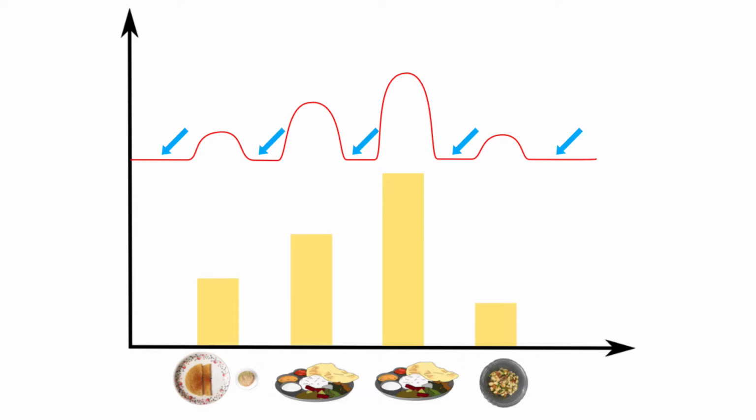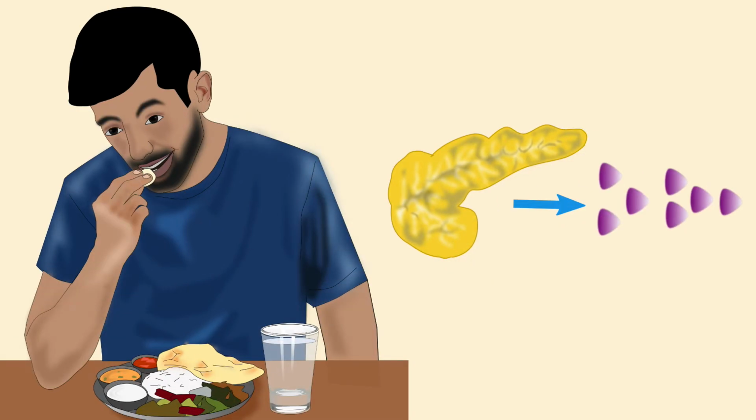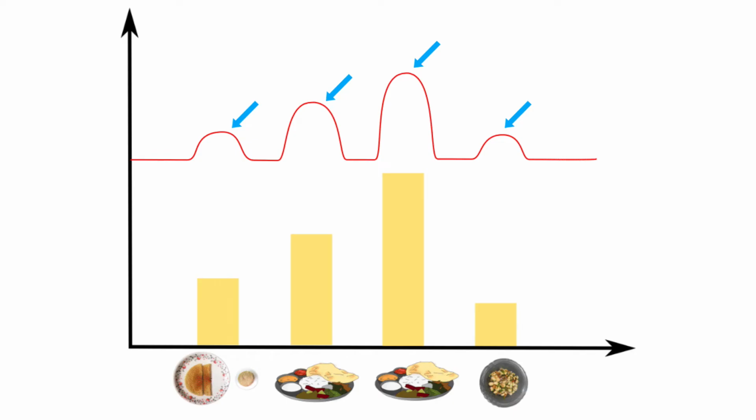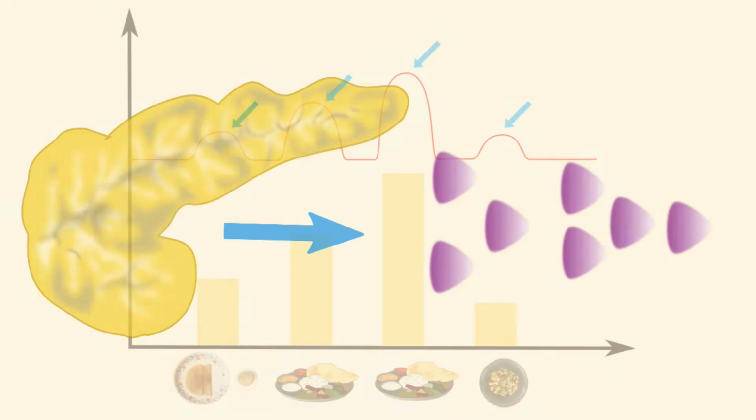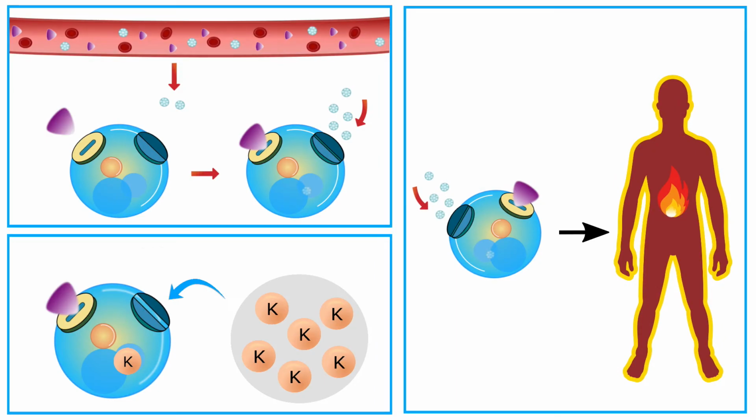Insulin is released continuously in small amounts even when no food is consumed. This is the basal rate. When food is consumed, insulin is released in high amounts. This is known as the peak rate. After learning about insulin's secretion, let us understand its role in the body.